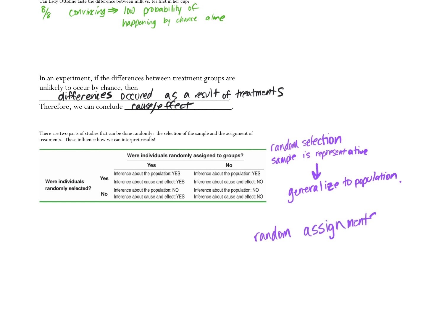Now, if we have random assignment, random assignment only happens in experiments. The whole point of random assignment is that the only difference between the different treatment groups is the treatments themselves. So if after the treatments we see a significant difference, that suggests cause and effect.